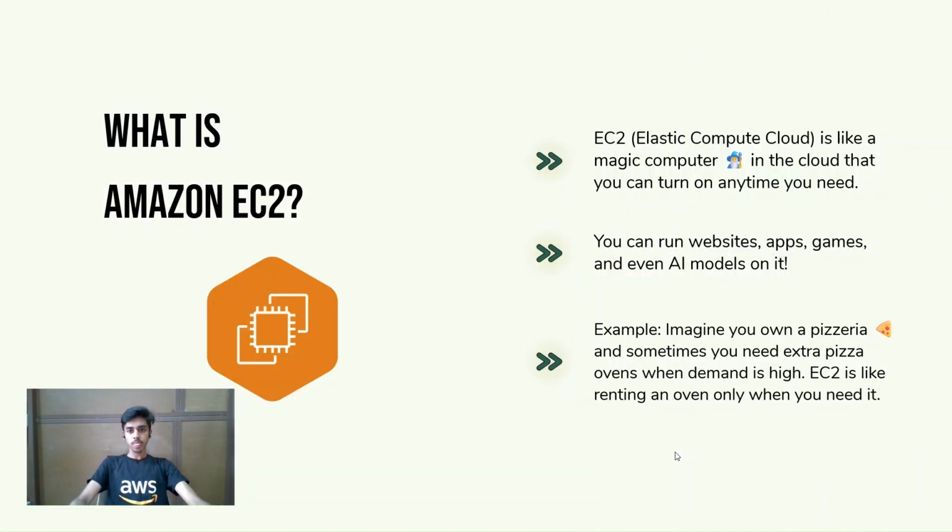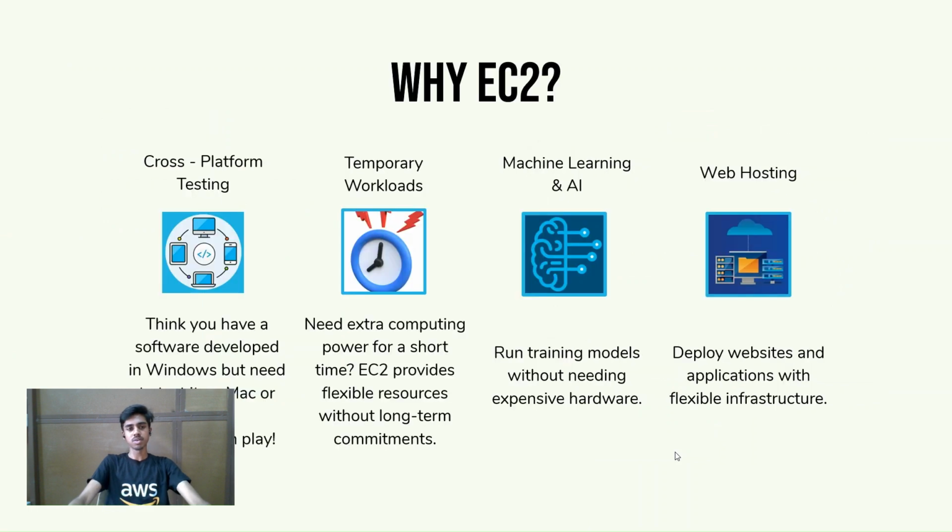What is Amazon EC2? EC2 stands for Elastic Compute Cloud. Think of it as a magic computer in the cloud that turns on anytime you need. You can run websites, apps, games, and even AI models on it. For example, think you own a pizza shop, and suddenly a huge crowd comes inside your shop, and you need more ovens to cook pizzas. This time, you can use EC2 to rent more ovens and cook pizzas and return those ovens immediately by paying a small fee to them.